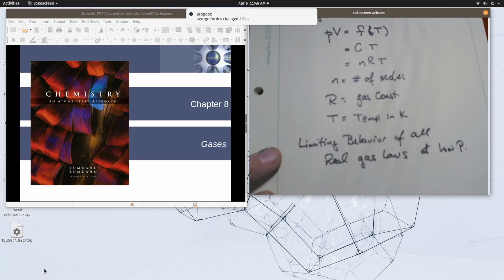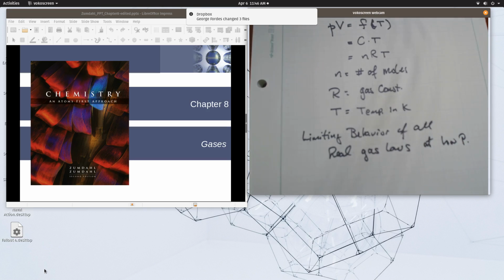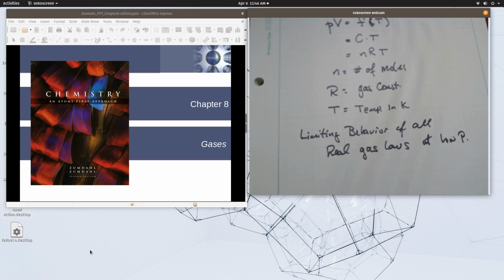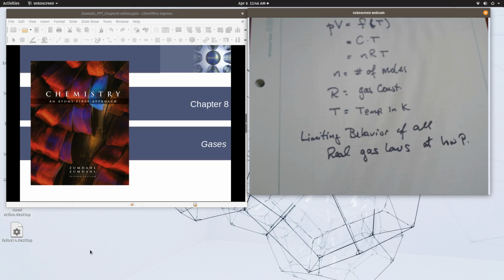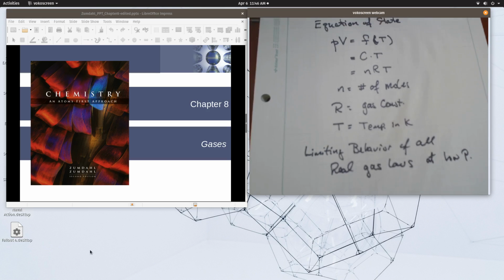Okay, so if you have your own theory of gases, and again, sorry about the lack of focus. I'm not too sure why this camera is misbehaving today.